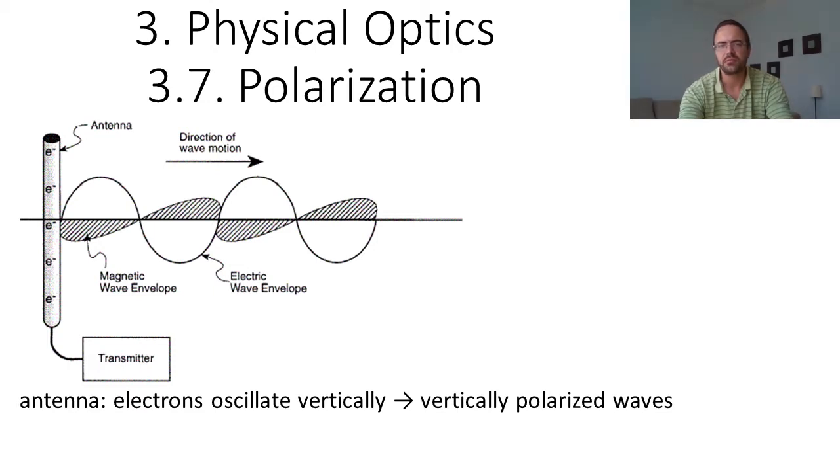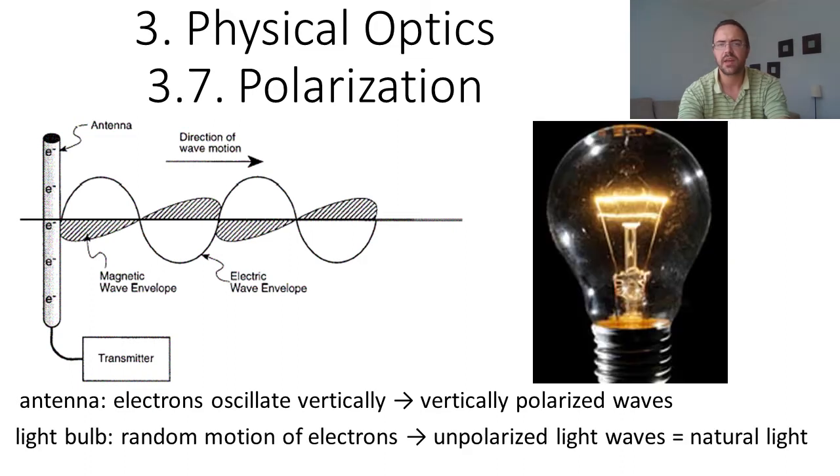For example, we can do this using an antenna. So the electromagnetic waves emitted by an antenna are polarized. And this is because the electrons oscillate along the direction of the antenna rod, so vertically in this picture. And so the electric field is also vertical. On the other hand, light waves emitted from a light bulb or from the sun are unpolarized because the electrons or the atoms are moving in random directions.